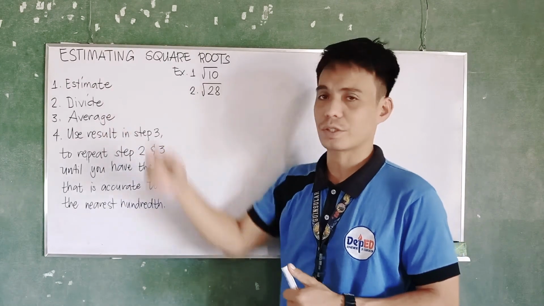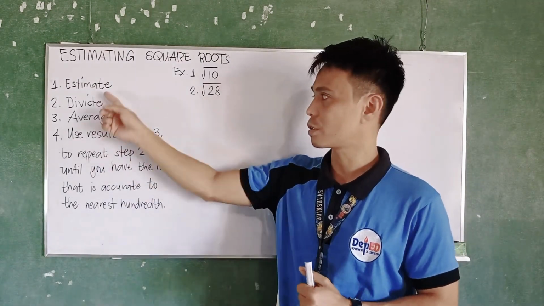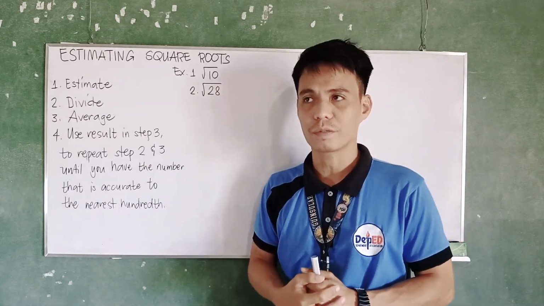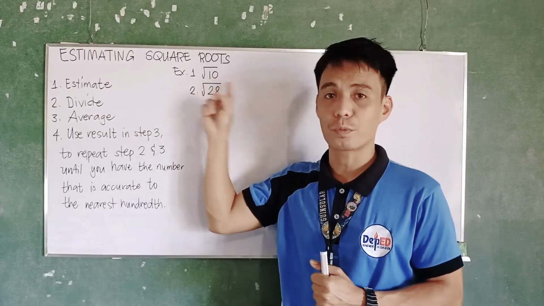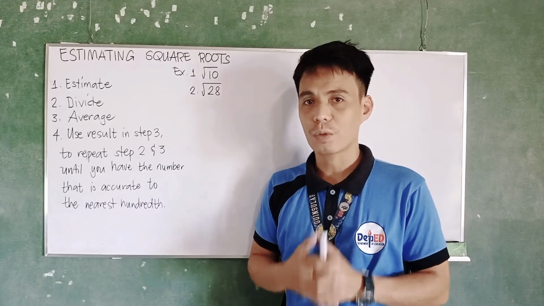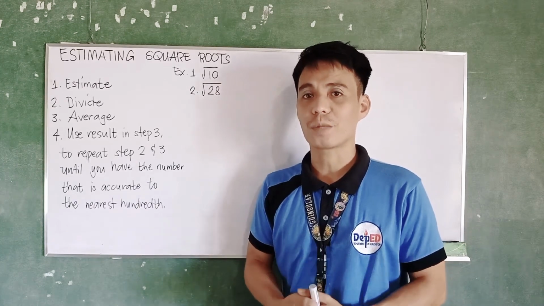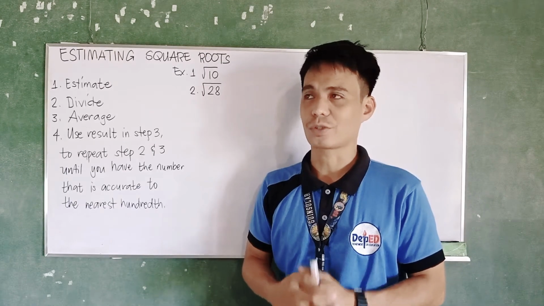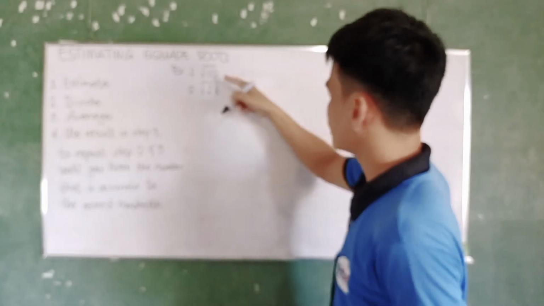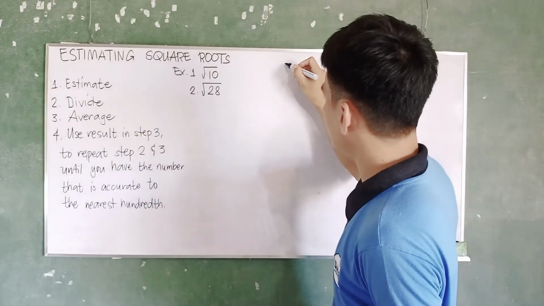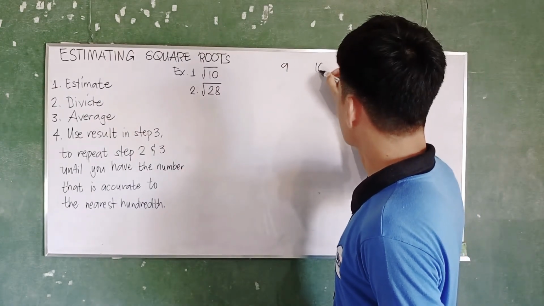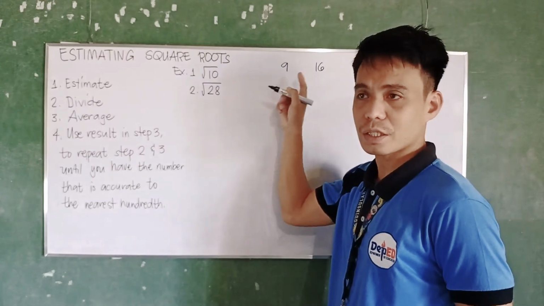So una is to estimate. In estimating, guys, hahanapin natin yung dalawang perfect square number kung saan pumapagitna ang 10. So therefore, your 10 is in the middle of 9, 9 is a perfect square, and 16. Nasa pagitan siya ng 9 and 16.